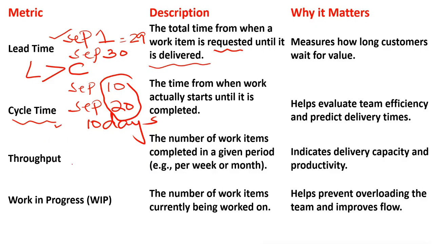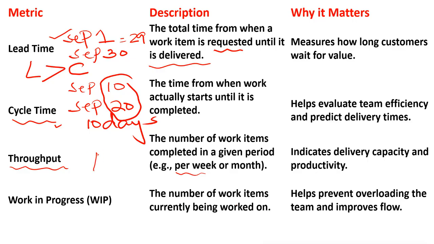Now we will talk about the throughput. Throughput is the number of work items completed in a given period. Suppose I say how many items you will complete per day or per week, so we will use the formula for throughput, which we will discuss in the next slide. So the number of work items completed in a given period, whether it is per day, per week, per month, whatever, indicates the delivery capacity and productivity.